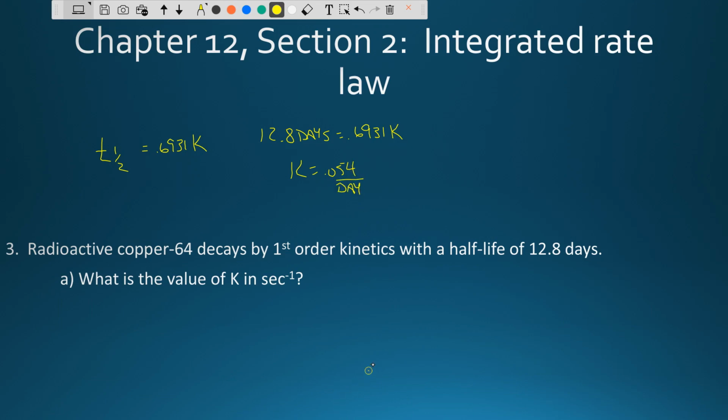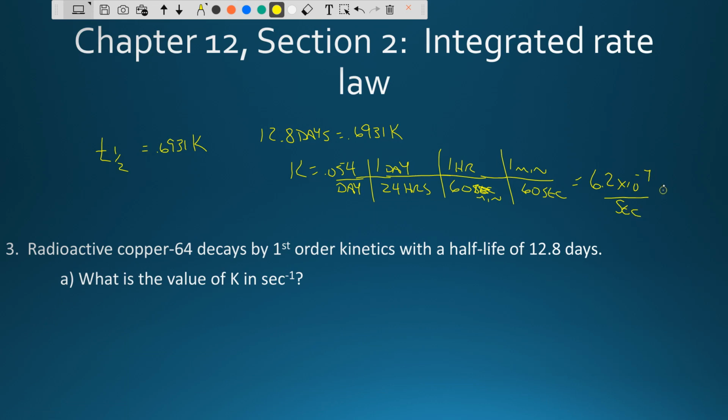Okay, but they want it in seconds, don't they? Well, then I just do some transformations. So this is 0.054 grams per day. 1 day is 24 hours, and 1 hour is 60 minutes, and then 1 minute is 60 seconds. Okay, so I end up with 6.2 times 10 to the -7th grams per second. Okay, so just watch out for your units there. This is just a dimensional analysis problem.